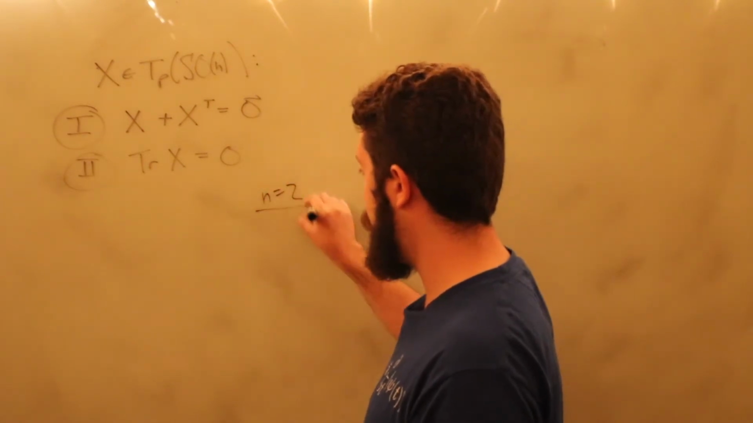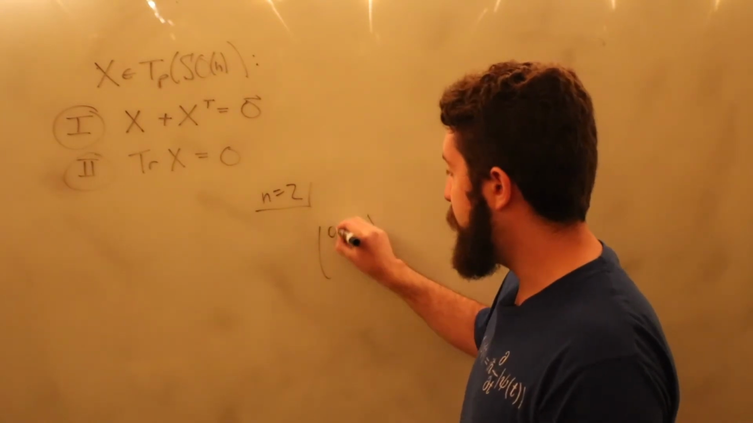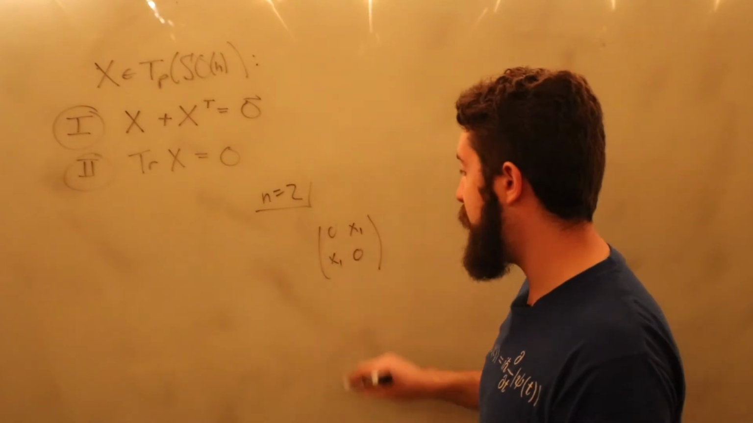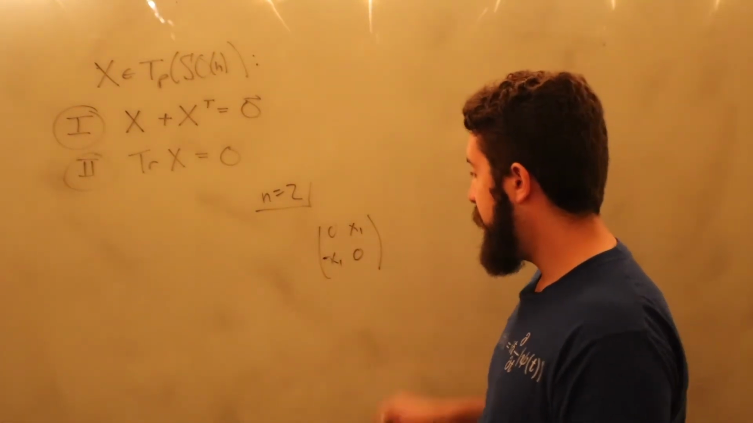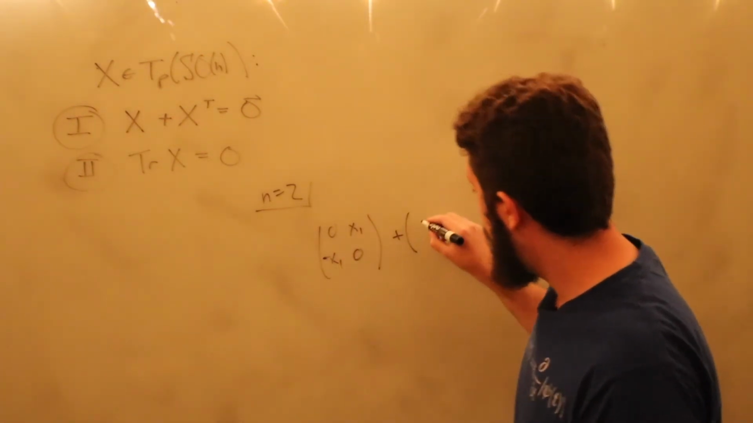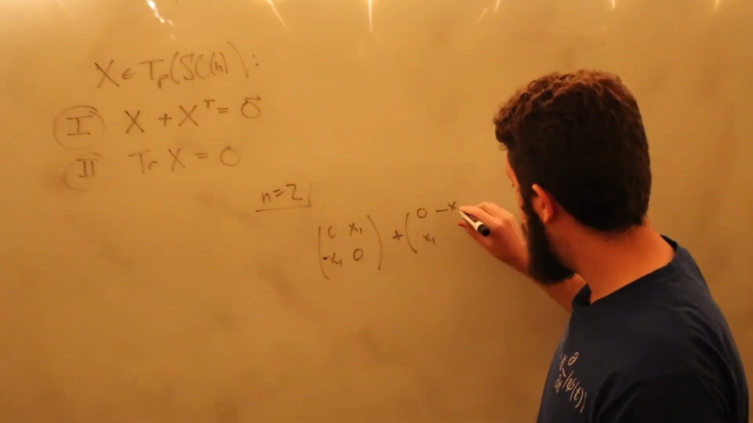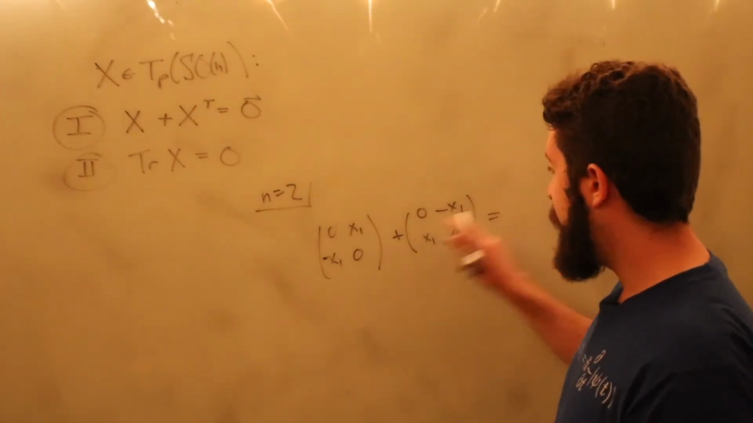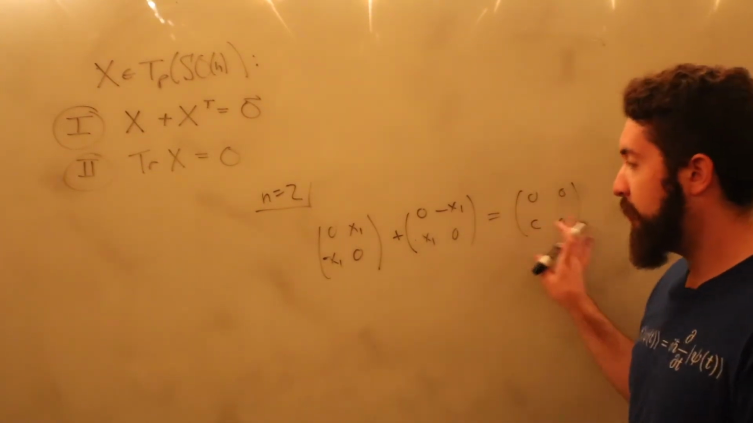So if n equals 2, this is going to be all the matrices of the form zeros on the diagonal, and x1 we'll just say here, and then negative x1 here. So it has to be anti-symmetric, right? So that if you take the transpose, which is where you flip everything, then you'll get the negative 1 up here and the positive 1 down here. And so element by element, you'll get 0, 0, 0, 0, 0, which is what we want.